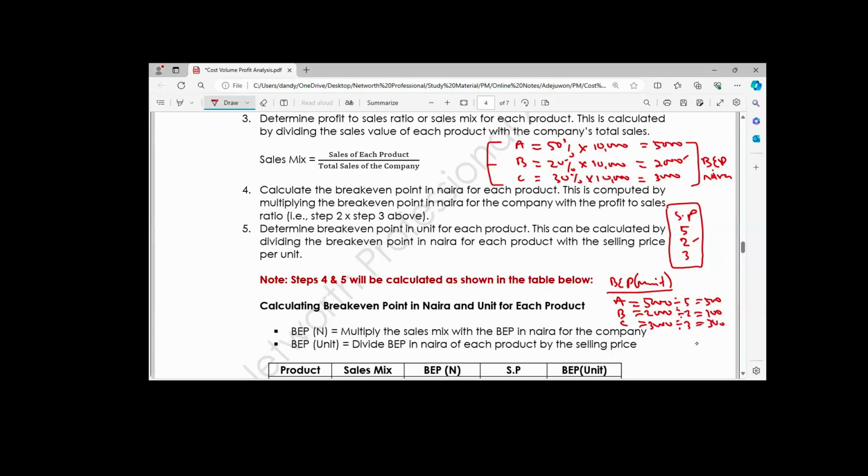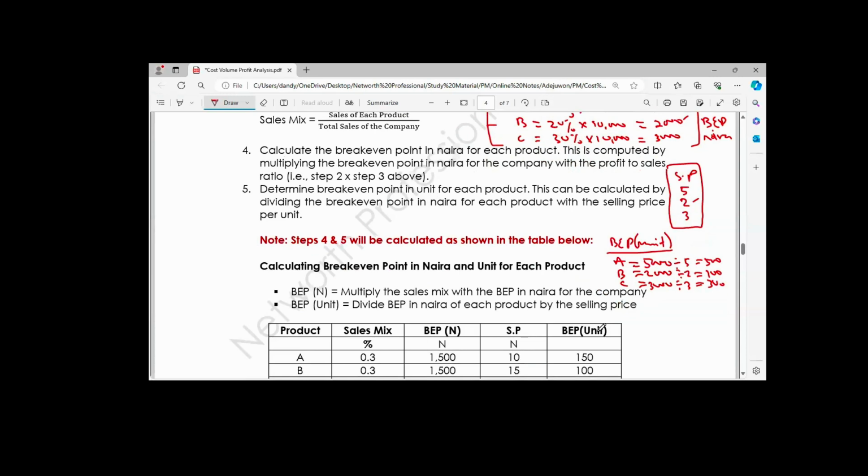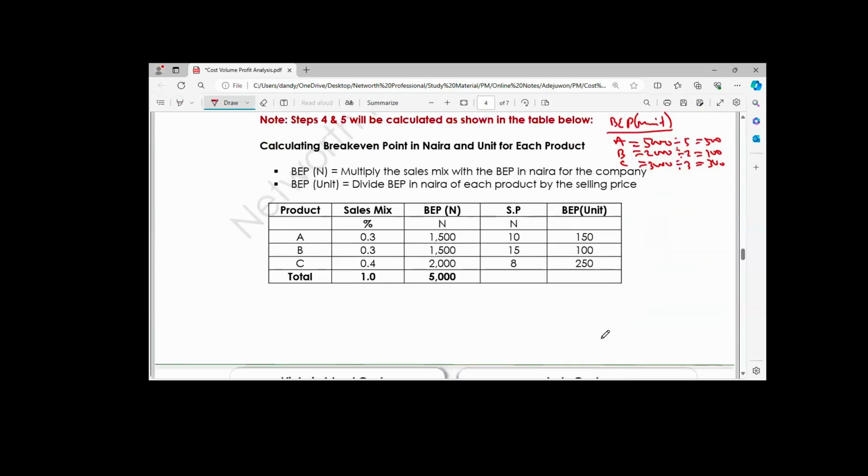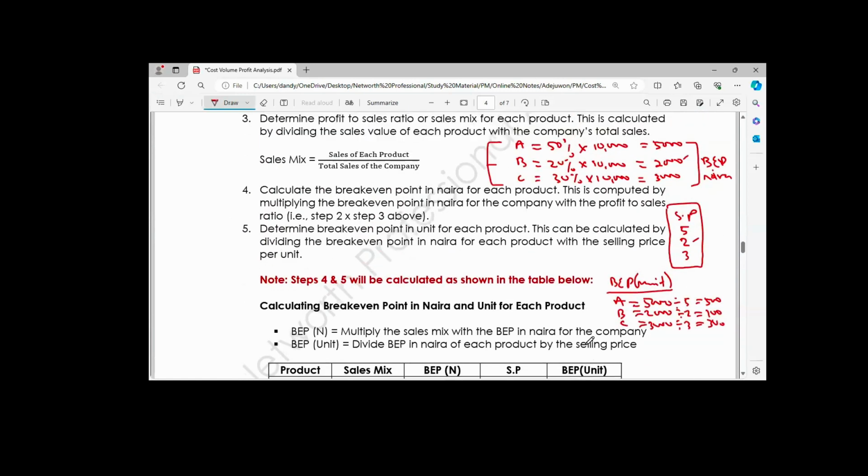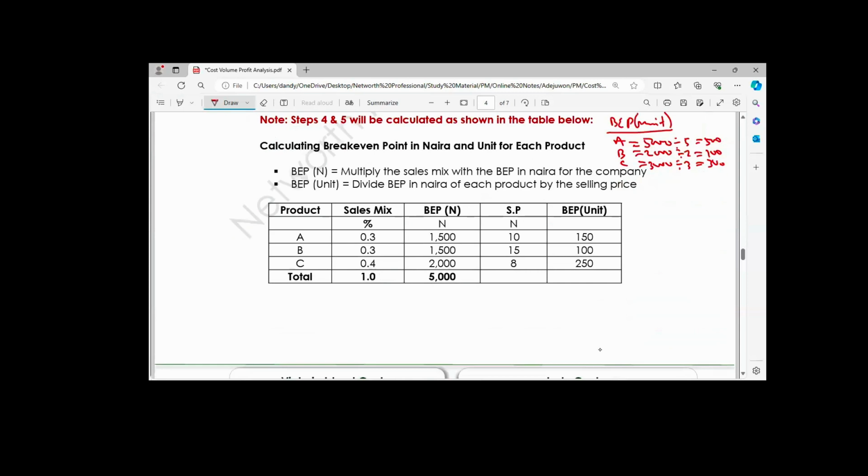So this is how you are going to calculate break-even points for a multi-product organization. Again, you can use a table to compute for step 4 and 5. You match step 4 and 5 together in a table. So this is the format of the table I provided for you here. So we go through that.